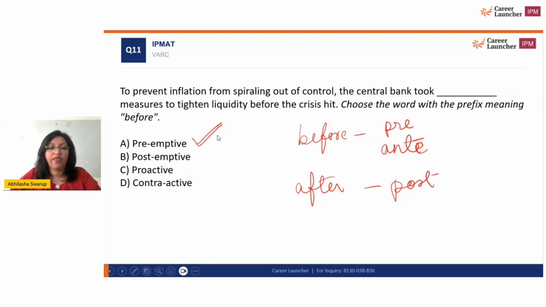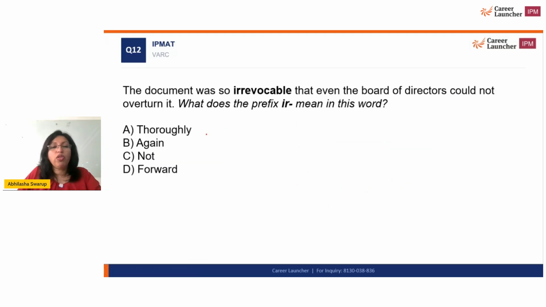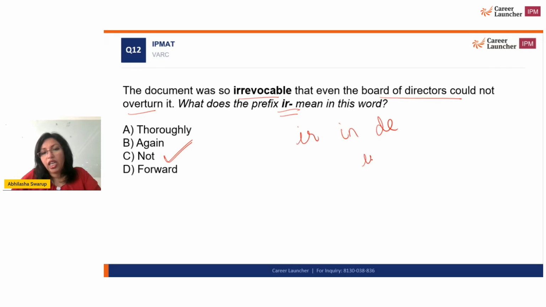So pre means preemptive, something that is done before an action. So preemptive. The document was so irrevocable that even the board of directors could not overturn it. What does the prefix IR mean in this? Revocable means something that you can revoke or change. Irrevocable means not. So therefore, irrevocable is not. So ir, in, d, im. Okay, all of these roots mean no or not. Okay.